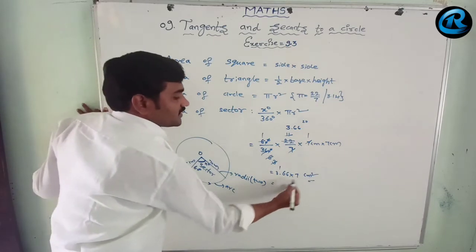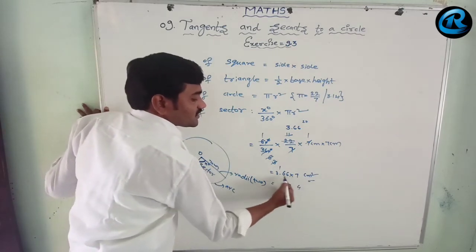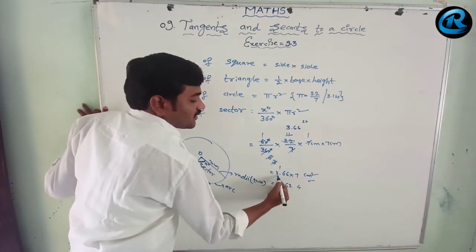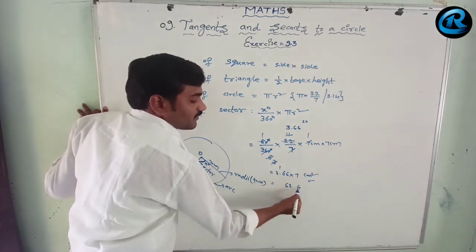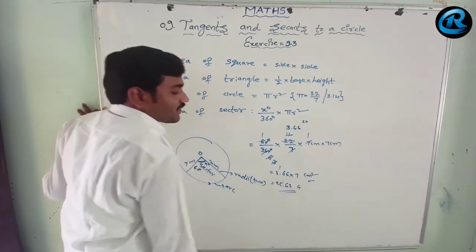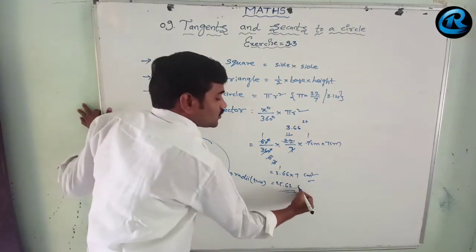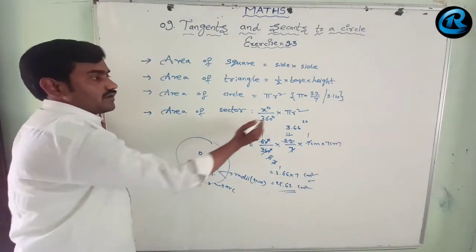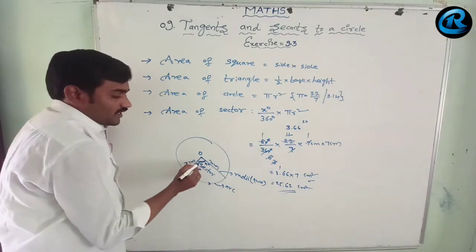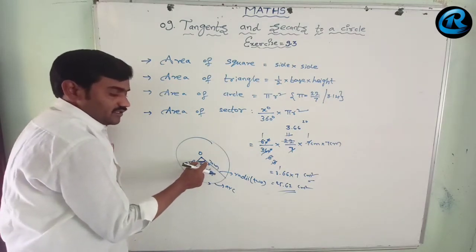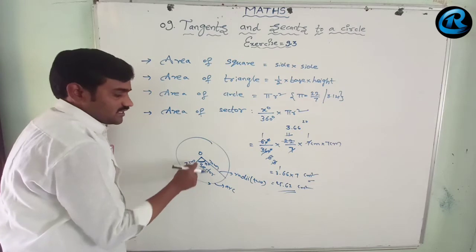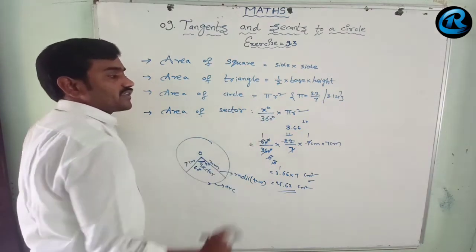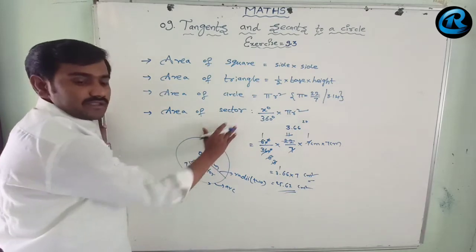So when you multiply this, 6 sevens are 42, 4 carry. 6 sevens are 42 plus 4, 46, 4 carry. Again 7 threes are 21 and 4 is 25. So that is 25.66 centimeters square. Simple. This is the formula for finding the area of a sector. The angle between the two radii, that is x degrees, and the radius: if the radius and the angle are given, we can find the area of the sector.